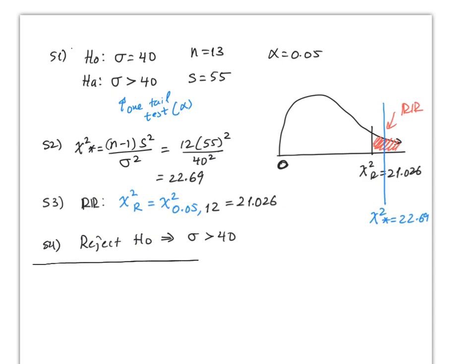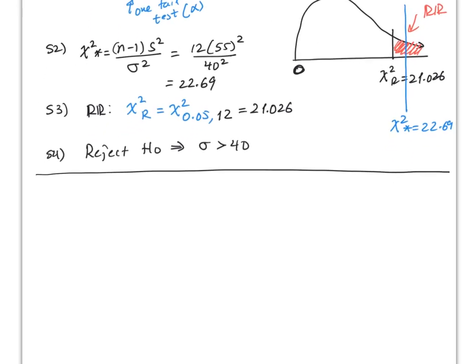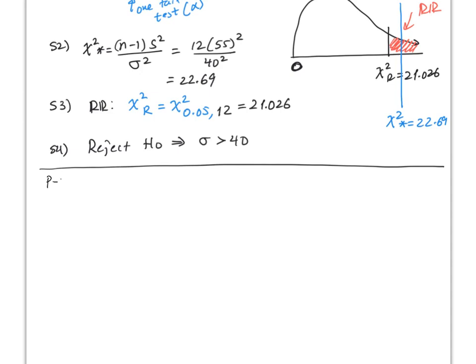All right, what about the p-value? Remember that for the p-value method, step 1 and step 2 are the same, so you don't have to write it again. Same thing as before. Now step 3, the p-value is going to be the probability that chi-square is greater than chi-square star. Notice that we don't have to multiply by 2 because this is not 2 tails.